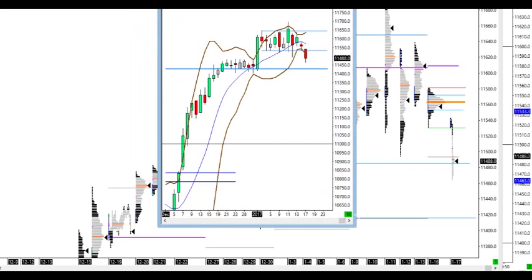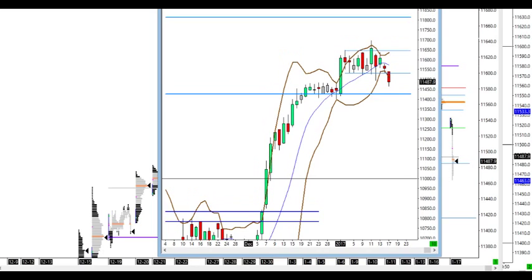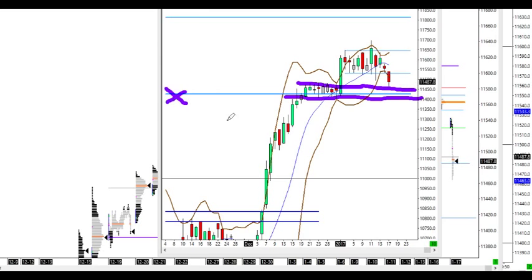Also looking on the daily chart here, you can see this range here on the daily is this 400s here, which is a previous swing high from the past as well.